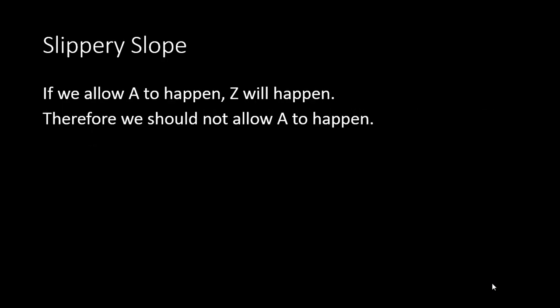Okay, fallacy number 4. If we allow assisted suicide to be legal, we will lose respect for all life and allow even people who are not terminally ill to end their life. This is called a slippery slope argument. If we allow A to happen, Z will happen. Therefore, we should not allow A to happen. But that doesn't make sense. You can take measures from stopping Z from occurring.